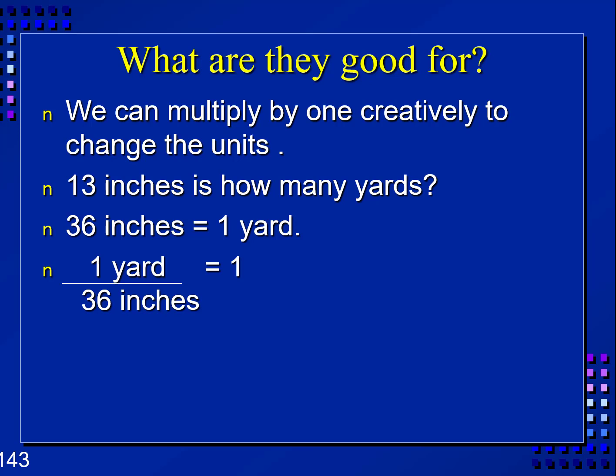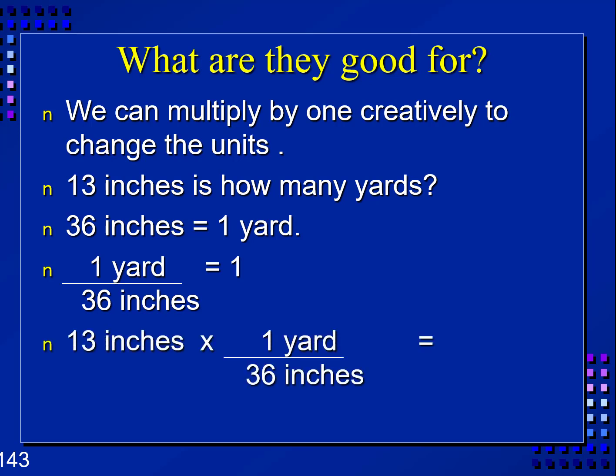I had 2 possibilities. I could put inches on the top or I could put inches on the bottom. I chose the one that inches went on the bottom. Okay, I made a choice there. Why did I make that choice? Because we said we were going to multiply by 1. So if I take my 13 inches and I multiply it by this, which is 1, 1 yard over 36 inches. That's 1, right?